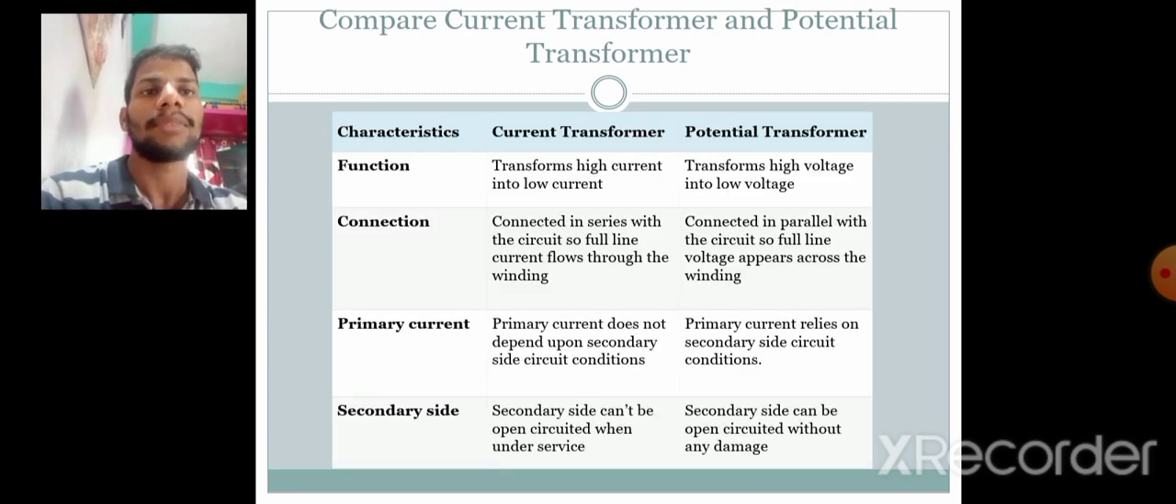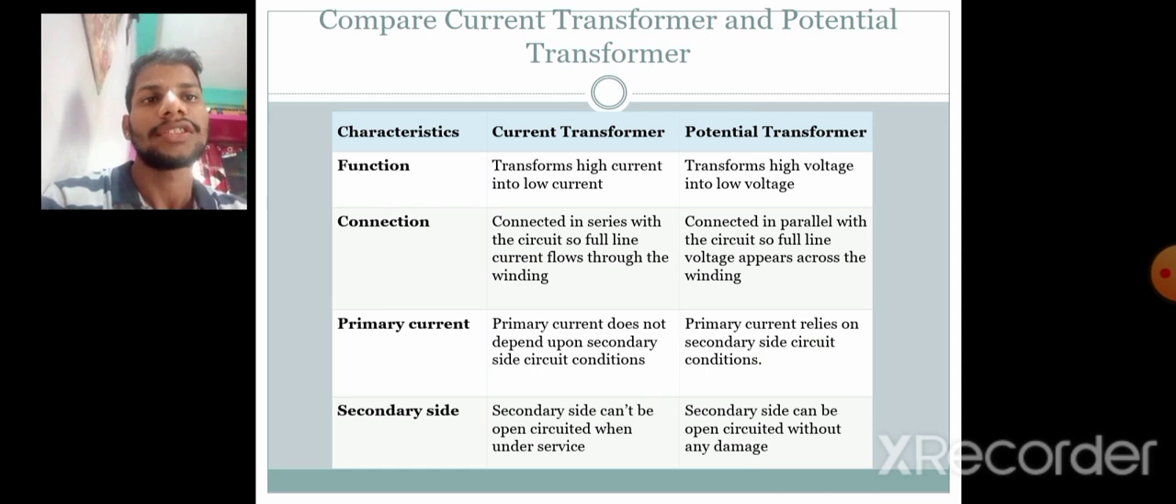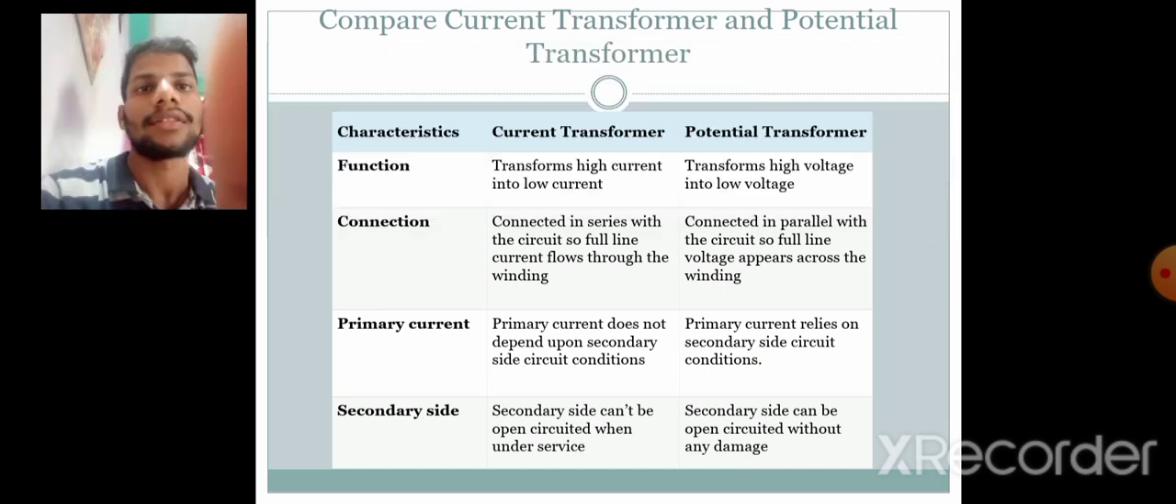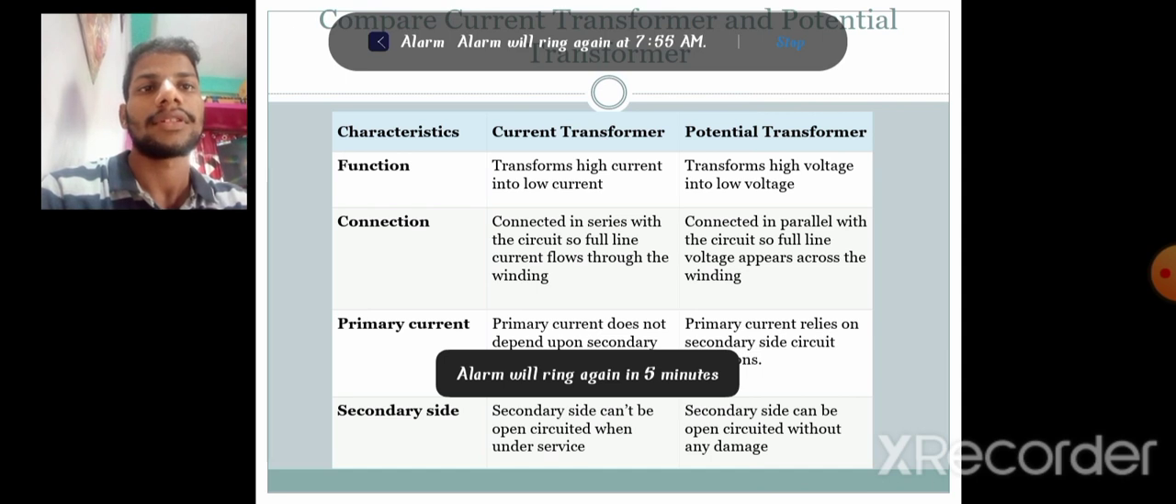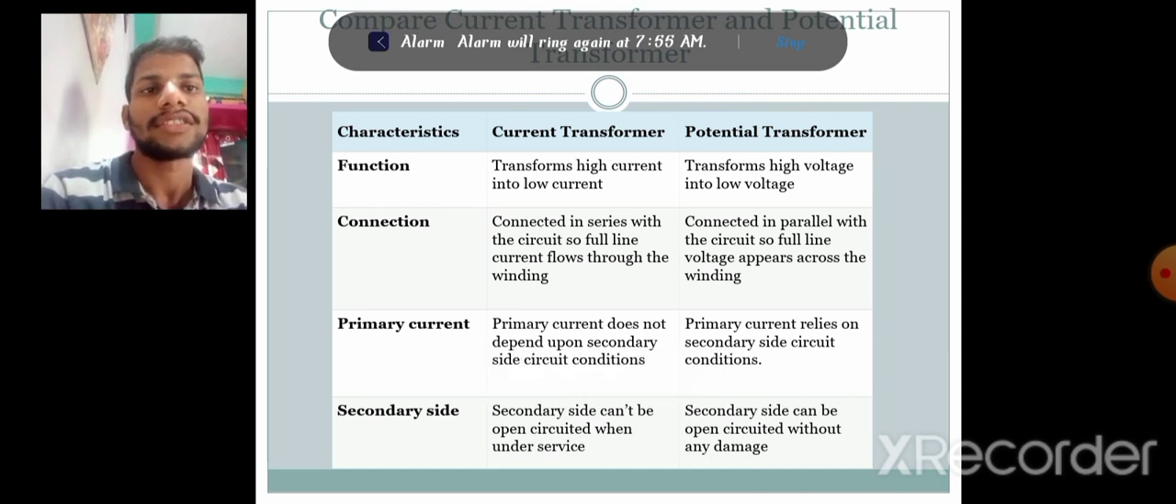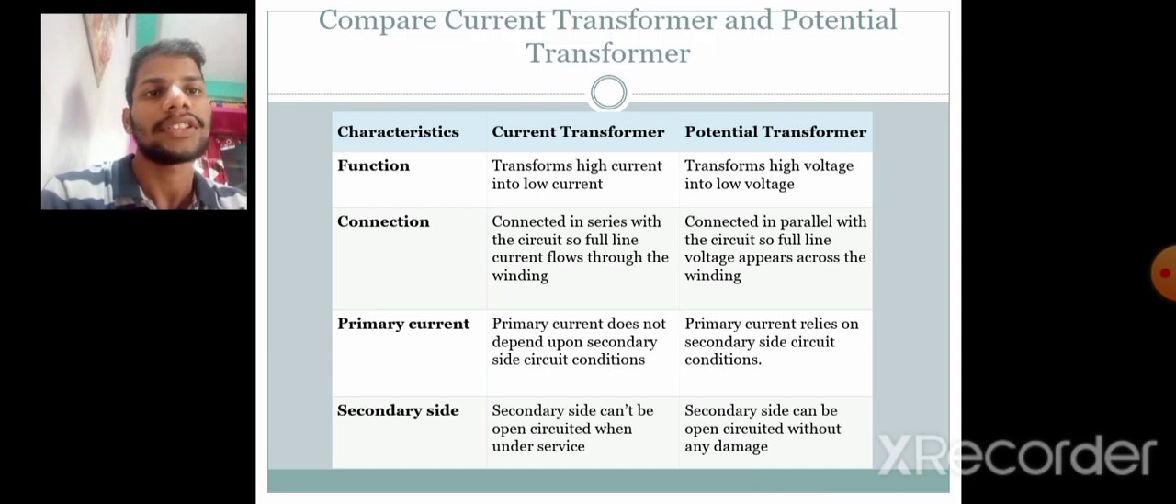And now comparison between CT and PT. First characteristic, function. CT transforms the high current into low current, and coming to potential transformer, it transforms high voltage to low voltage. And connections: CT is connected in series with the circuit, so full line current flows through the winding. PT is connected in parallel with the circuit, so full line voltage appears across the winding.